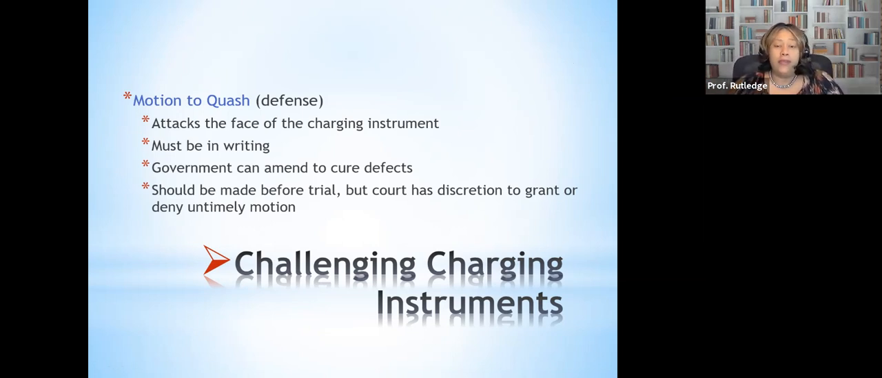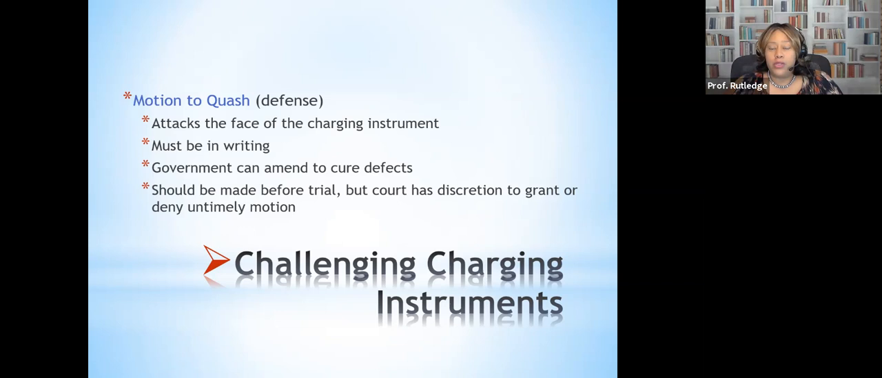What if there's something wrong with the charging instrument? Well, one common thing for a defense attorney to do is file a motion to quash. If you've ever gotten a traffic ticket, sometimes we'll see citizens who will get a traffic ticket and they'll say, oh, you misspelled my name. Basically they're asking for a motion to quash and the case to be dismissed because there's something wrong with that charging instrument. What oftentimes they don't realize is that the government can always amend to cure the defect. So sometimes we'll have defendants who are very upset because they'll say, I thought my case was dismissed. Well, the state gets to refile.